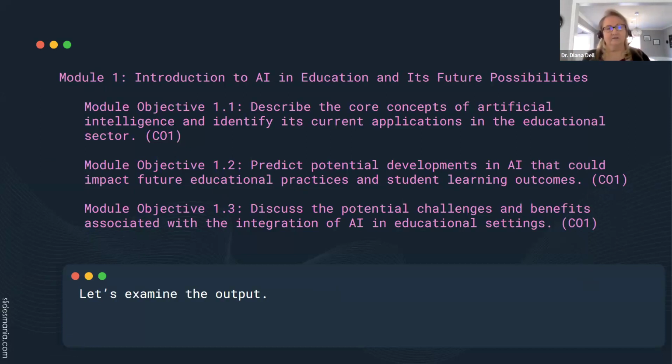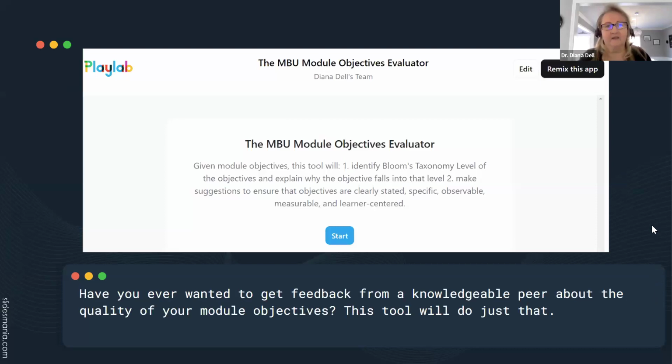So this is going to give you a great place to start when you're looking at writing those module objectives. Does this fit your course? Is this going to work? How can you modify it? And this is the module objective evaluator. What this tool does is identify Bloom's taxonomy for each of your objectives, and it's going to explain why the objective falls into that level. It's going to make suggestions to ensure that the objectives are clearly stated, very specific, observable, measurable, and learner-centered.